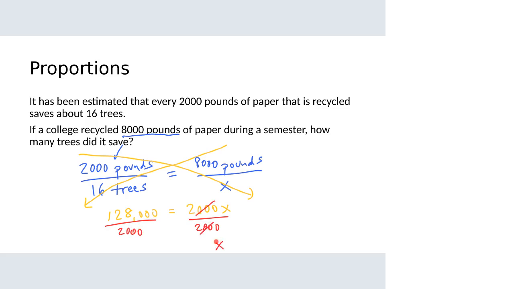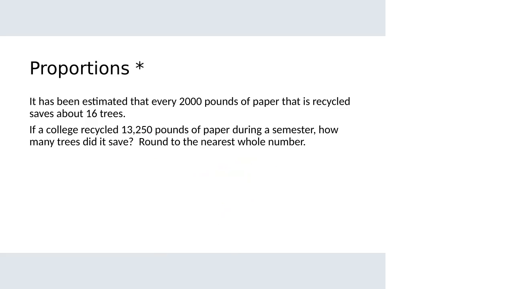These will cancel, leaving x. And we'll have 128,000 divided by 2,000. And it looks like they saved, how many trees did they save? 64. Let me know if you have questions about that before I have you try one. Fantastic. Here goes.